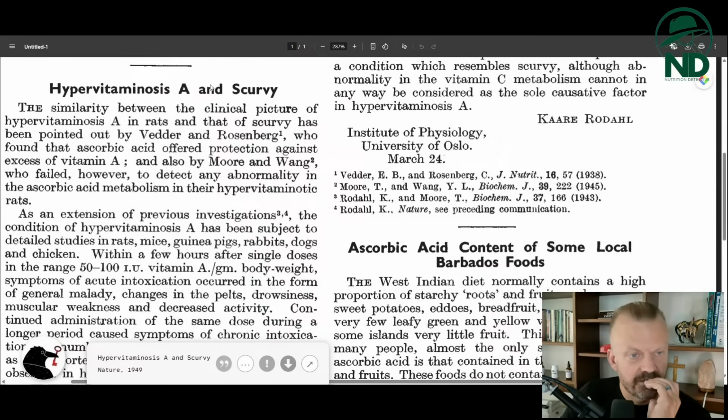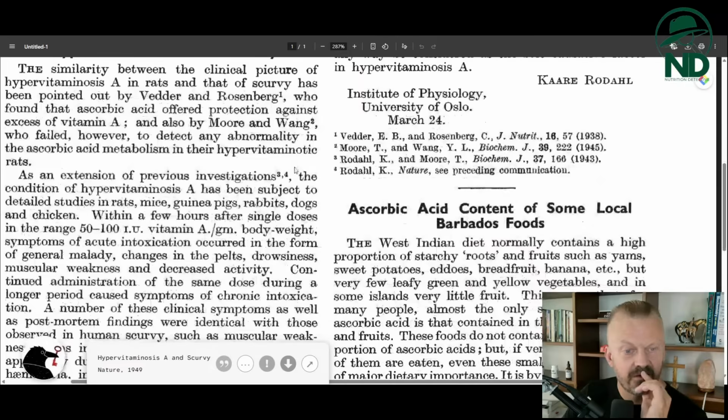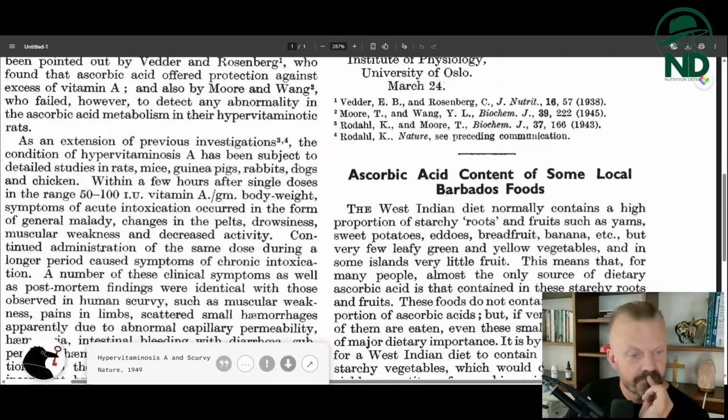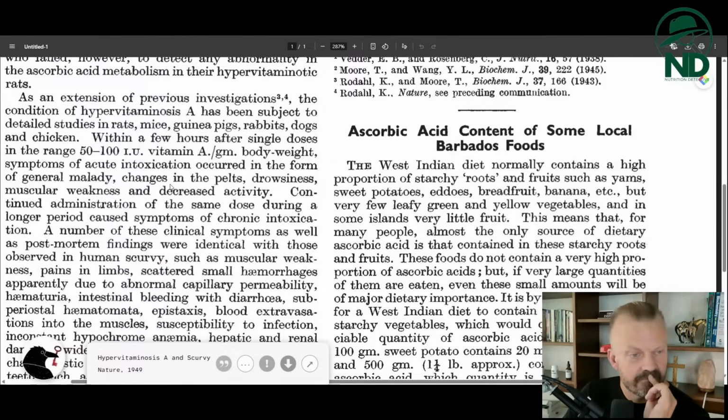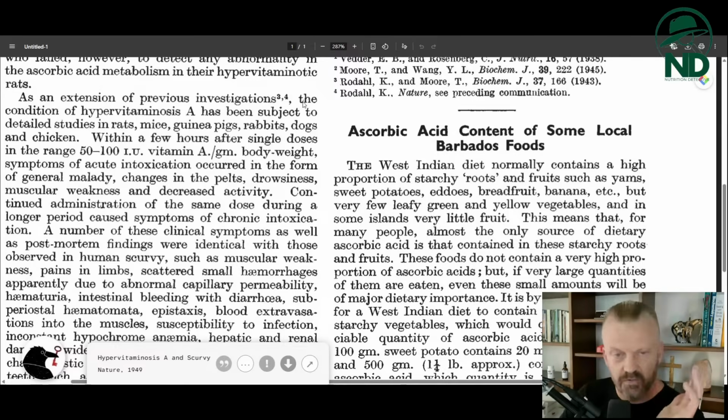The similarity between the clinical picture of hypervitaminosis in rats and that of scurvy has been pointed out by Vetter and Rosenberg, who found that ascorbic acid offered protection against excess of vitamin A. And also by Moore and Wang, who failed, however, to detect the abnormality in the ascorbic acid metabolism in their hypervitaminotic rats. So they gave these rats tons of vitamin A, or as an extension of this is Rodal's study.